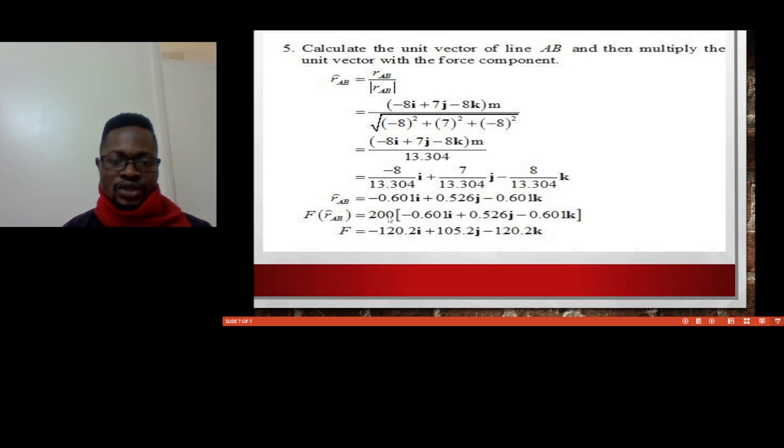So we will have 200 multiplied by negative 0.601 plus that minus this. But here you have to be very careful because you need to multiply 200 by this to get your i. You multiply again 200 by 0.526 to get your j. You multiply 200 by negative 0.601k to get your k. If you do that, you will have negative 120.2i plus 105.2j minus 120.2k. And this is what we are expected to do.